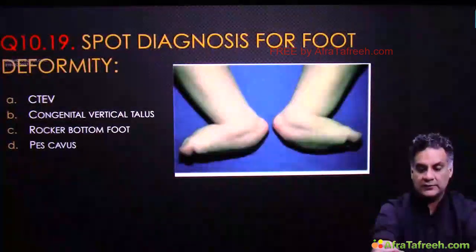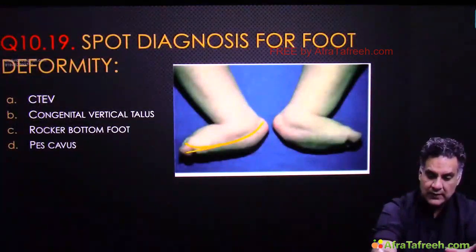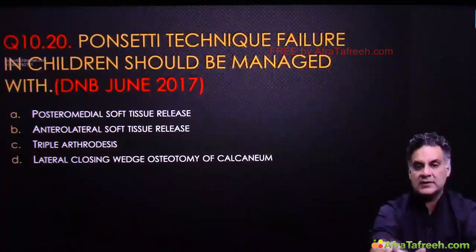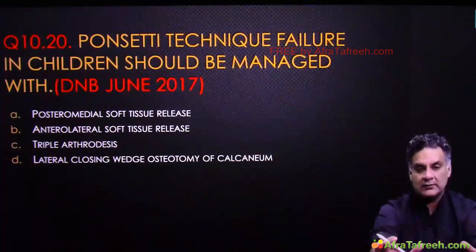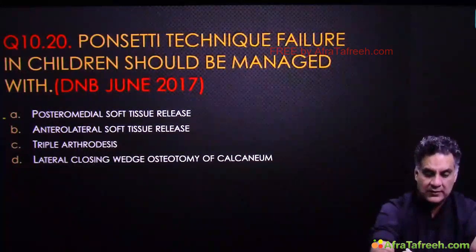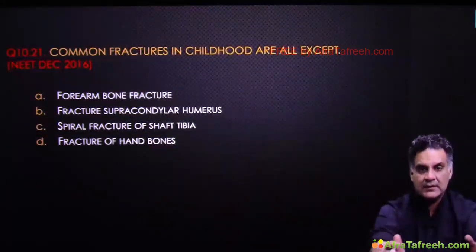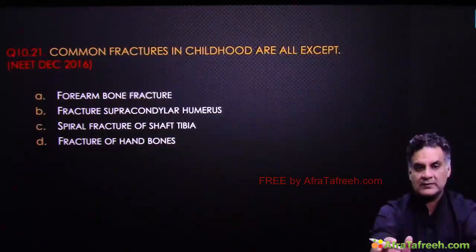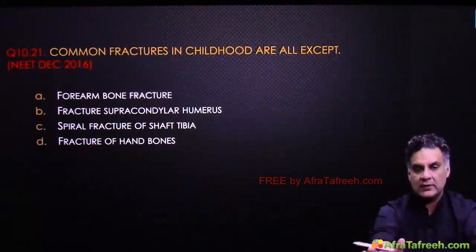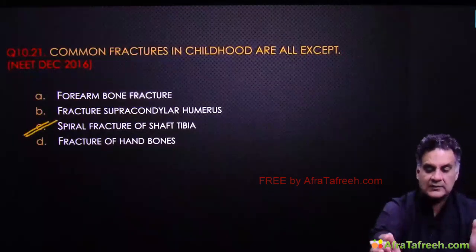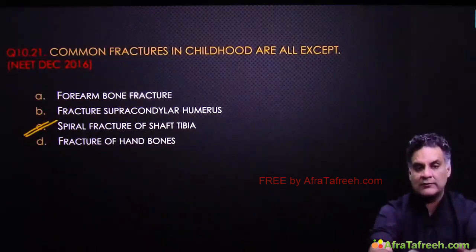Spot diagnosis for this foot deformity. Very, very important question. Rocker bottom foot. Ponseti technique failure in children should be managed with, if it doesn't work, posteromedial soft tissue release. Common fractures in childhood are all except forearm fractures, one of the commonest. Elbow injuries, very common. Hand injuries, very common. Spiral fractures are common but rarest out of the four.